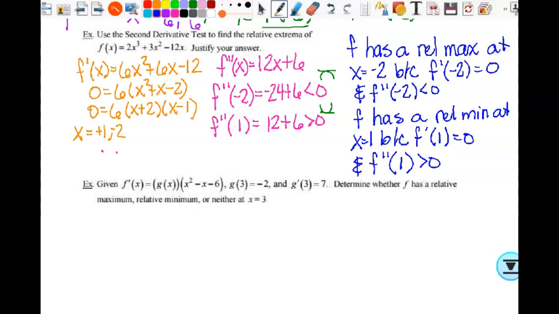So read what you wrote, read what I wrote. Make sure we said basically the same thing. It's okay if your words are a little different. It's okay if you said positive instead of greater than 0. All that stuff is fine. Okay, that's why I drew a picture.